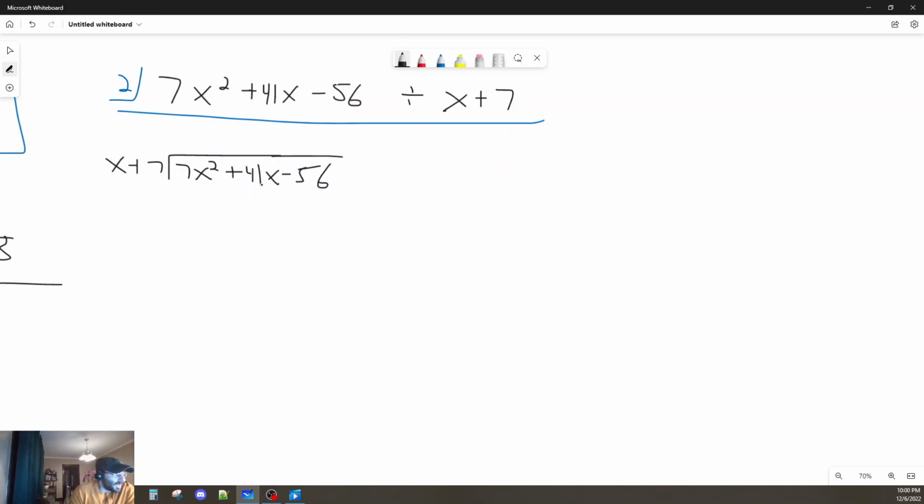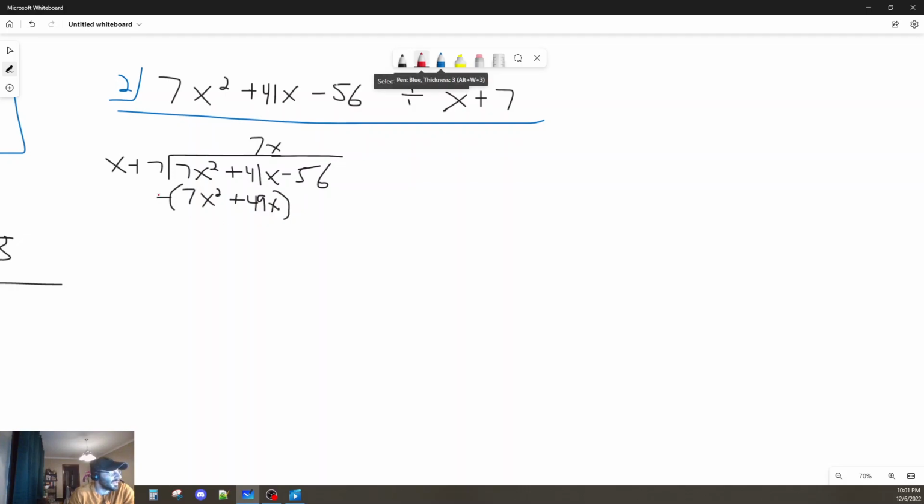Okay. All right, let's do this quickly. We only care about the x going into 7x squared. What do I multiply x by to make 7x squared? It's going to be 7x. Right? 7x times x is 7x squared. Then I multiply 7x times x plus 7. 7x times x is 7x squared. 7x times 7 is 49x. Okay, and we are going to subtract that whole thing here.